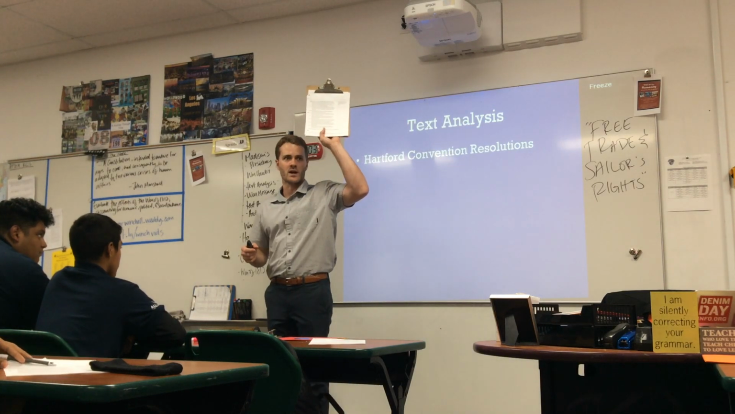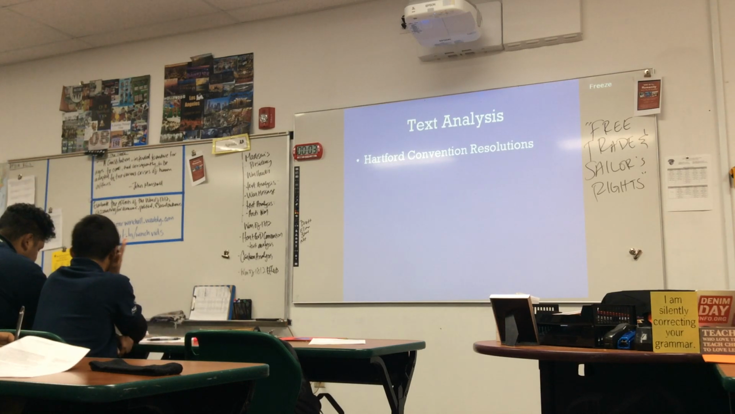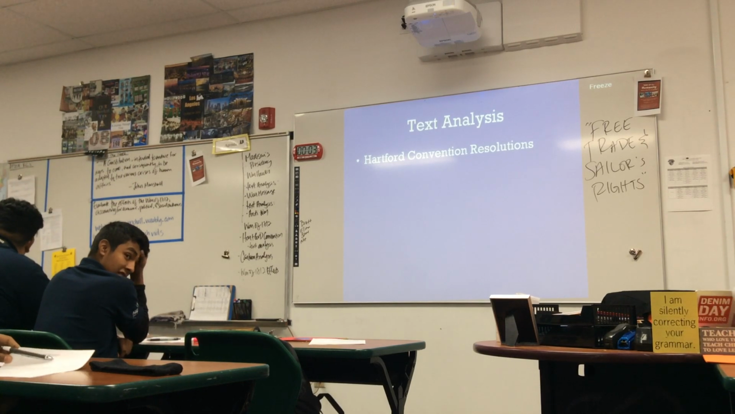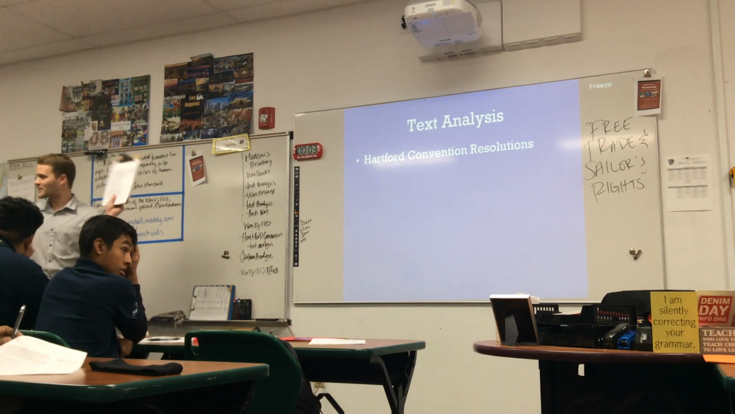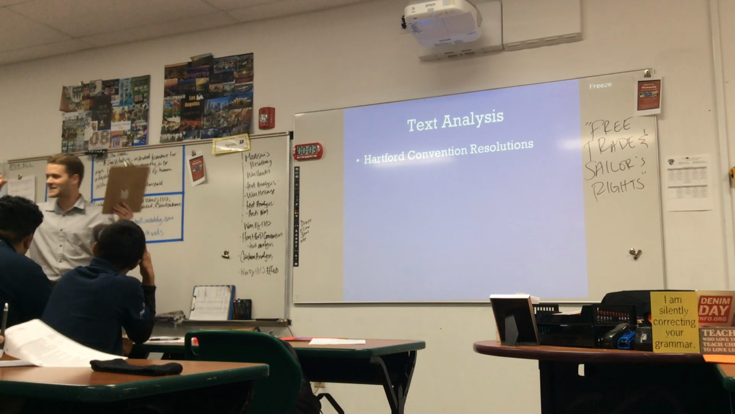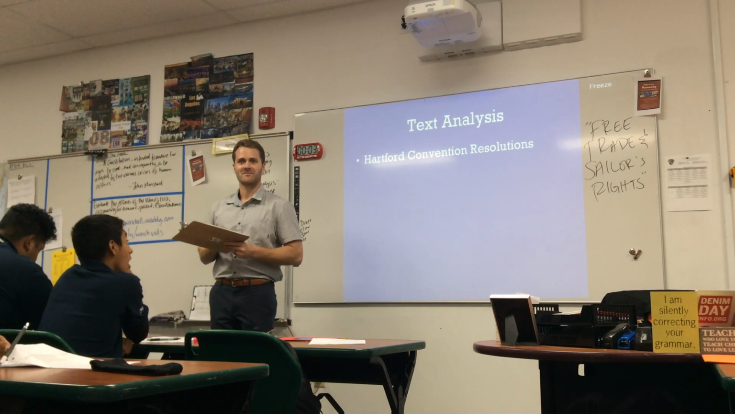So let's run through these real quick. Santos, what is the first one trying to do? It's trying to get rid of the 3/5 compromise, which would take away power from the South. They're trying to get rid of the 3/5 compromise. It says citizenship and taxes should only be based on free persons.